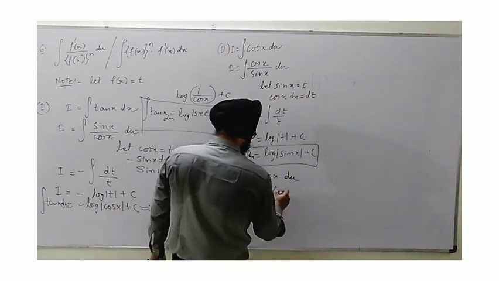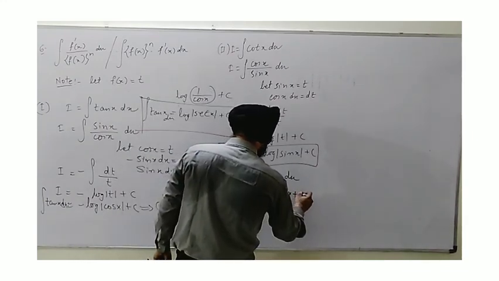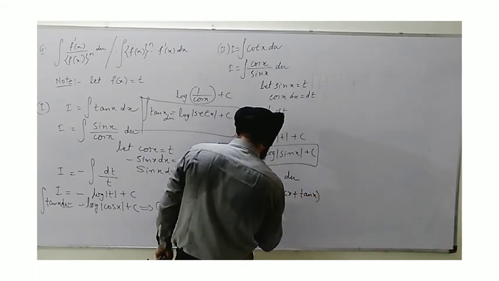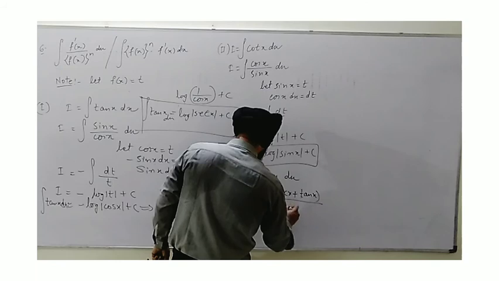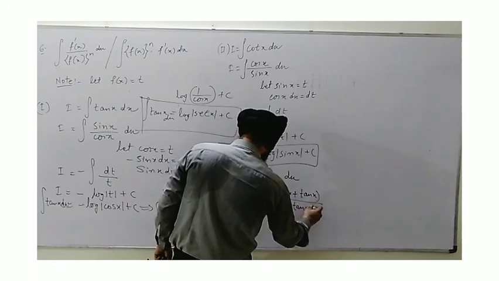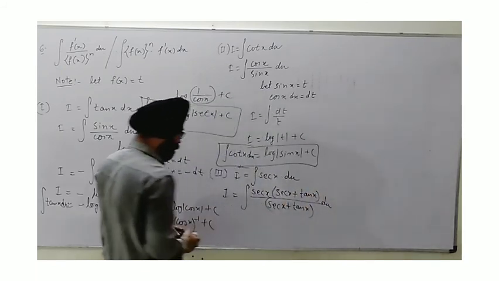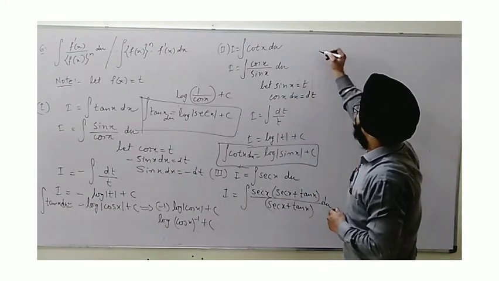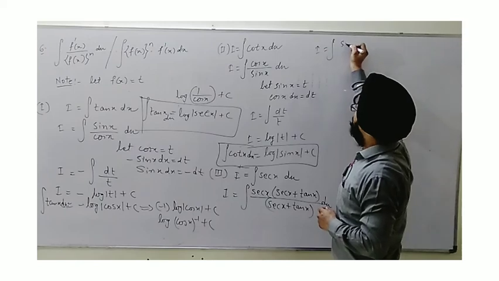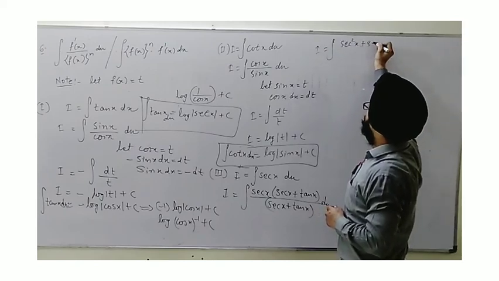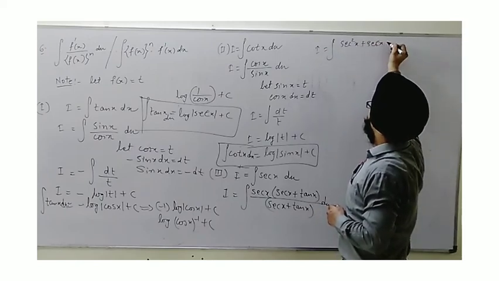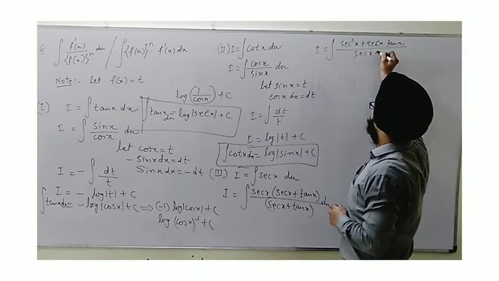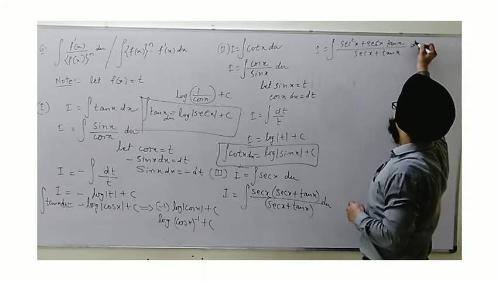After this, you have to keep in mind that we multiply this by sec x plus tan x, and divide also by the same sec x plus tan x dx. Now what is the change? You see, the sec in the numerator multiplied in the bracket, I find I as sec square x plus sec x tan x divided by sec x plus tan x dx.